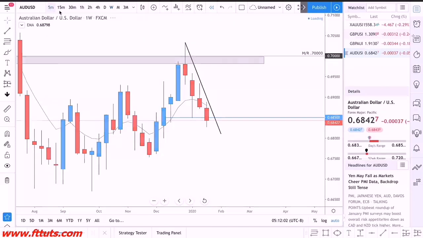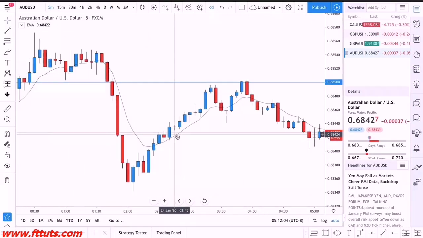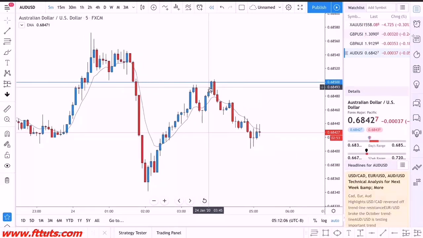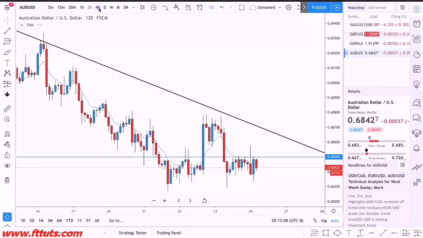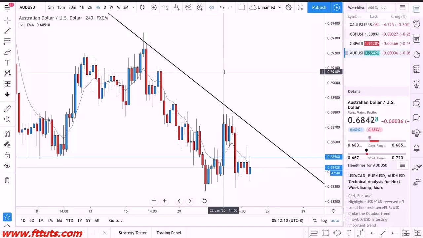Then you go to a 5-minute chart and you see price heading up. This is nothing but a retracement. Don't even think about getting in and trying to buy it. So that's basically all you've got to know in terms of retracement versus reversals.